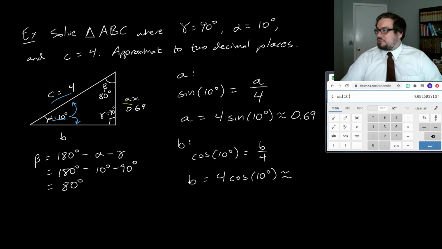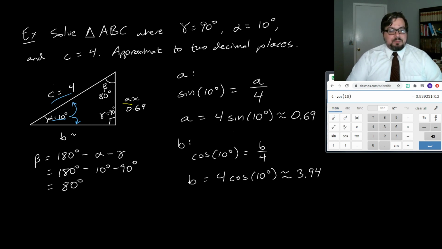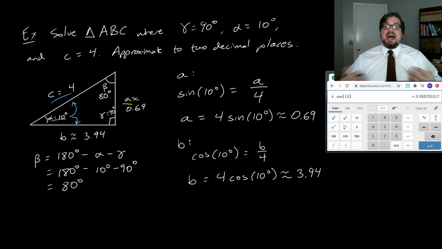And we can go back over to our calculator and do 4 times cosine 10 degrees and get 3.94, rounding to 2 decimal places. So we get that b is approximately equal to 3.94. And so we have values for all 6 of the quantities of the triangle, the 3 angle measurements and the 3 side lengths. Approximate values for a couple of them, but that's what the problem asked for.